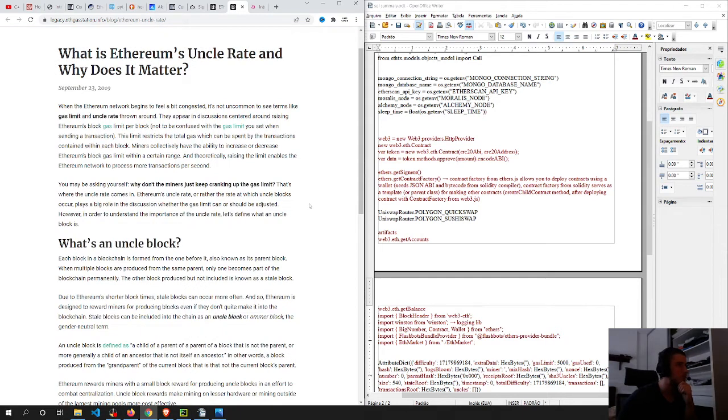When the Ethereum network begins to feel a bit congested, it's not uncommon to see terms like gas limit and uncle rate thrown around. They appear in discussions centered around raising Ethereum's block gas limit per block, not to be confused with the gas limit set when sending a transaction. This limit restricts the total gas which can be spent by the transactions contained within each block. Miners collectively have the ability to increase or decrease Ethereum's block gas limit within a certain range.